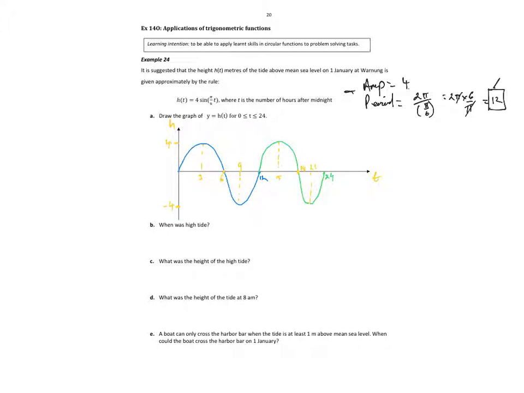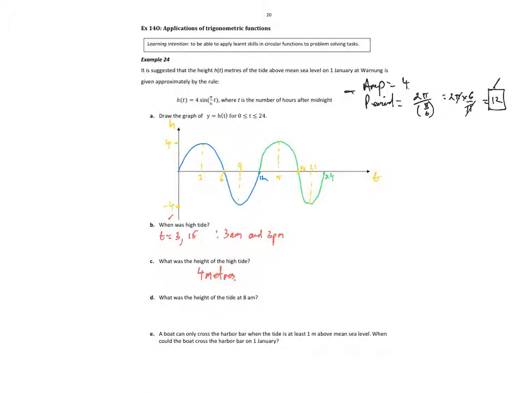So when was high tide? Well, just from the graph, we can see at t equal to 3 or t equal to 15. Now, you could argue that it's really asking you for the time, so we should settle for 3 a.m., 3 hours after midnight, and 3 p.m., 15 hours after midnight. What was the height of the high tide? Well, just from the graph, clearly it was 4 metres.